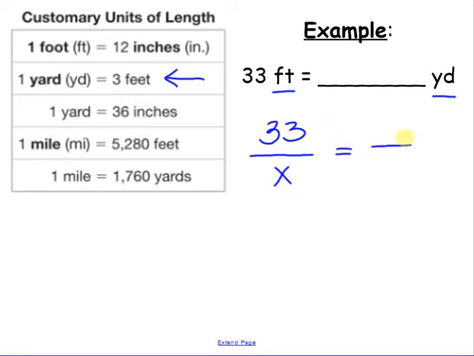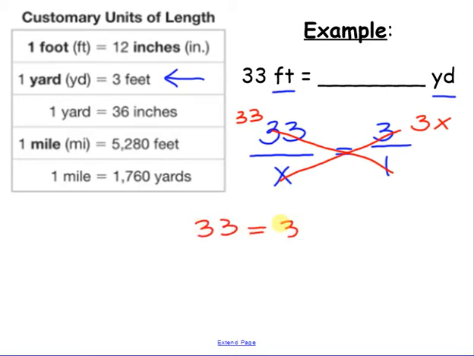So put it into our proportion. The top is feet, so that's 3. The bottom is yards, and that's 1. Now we're going to go ahead and solve like a normal proportion. X times 3 is 3x. 1 times 33 is 33. Let's set them equal to each other.